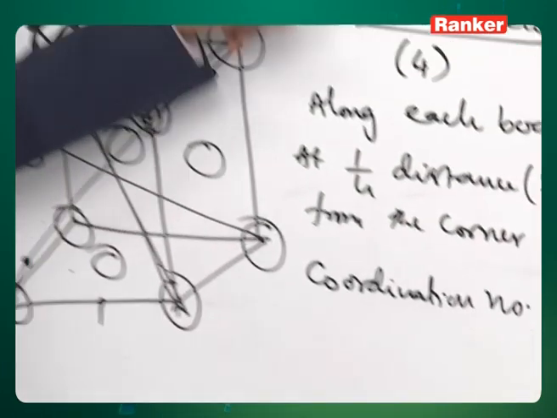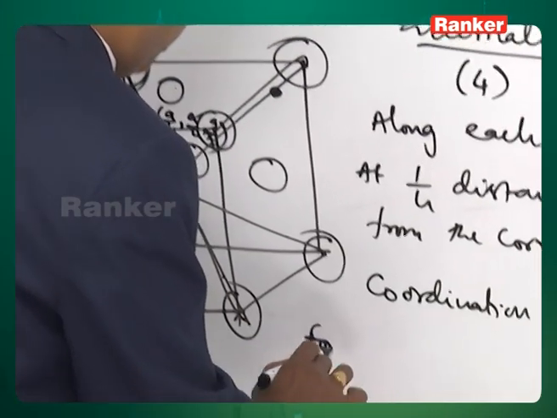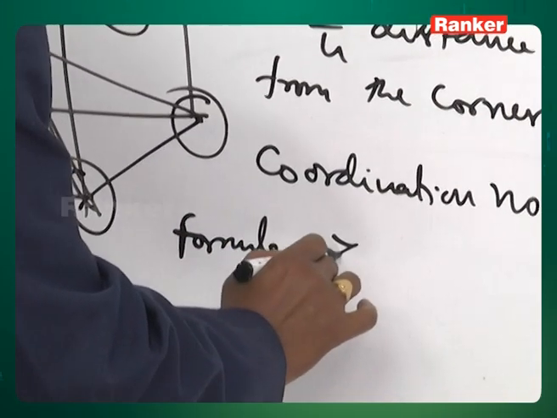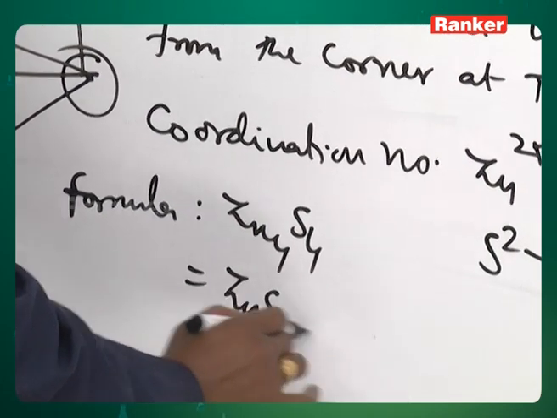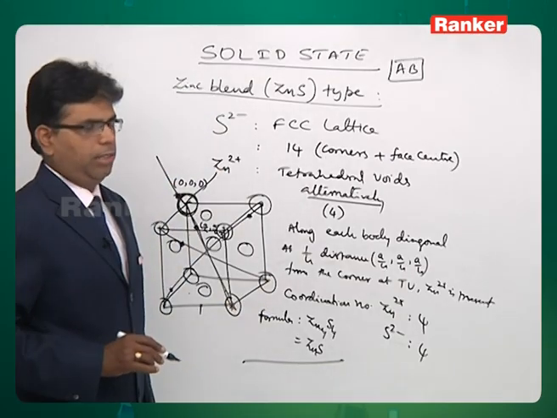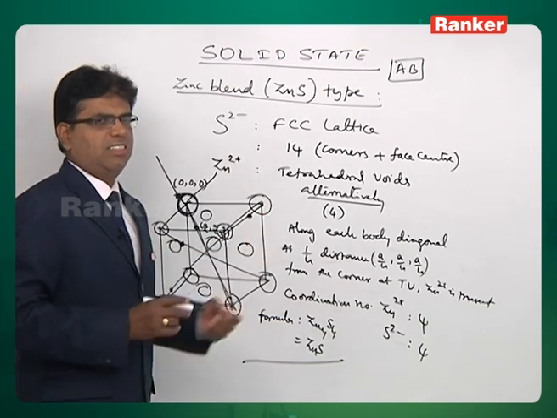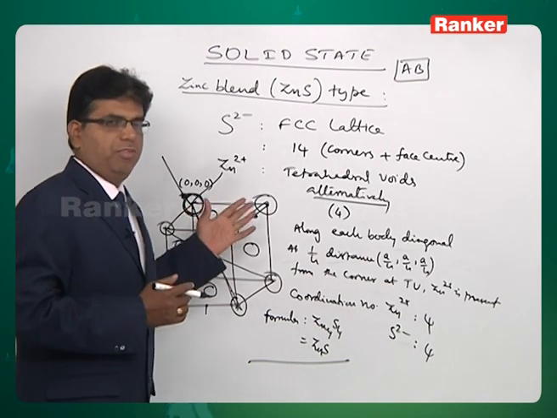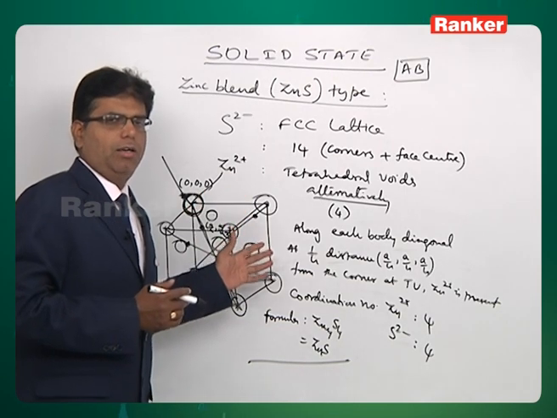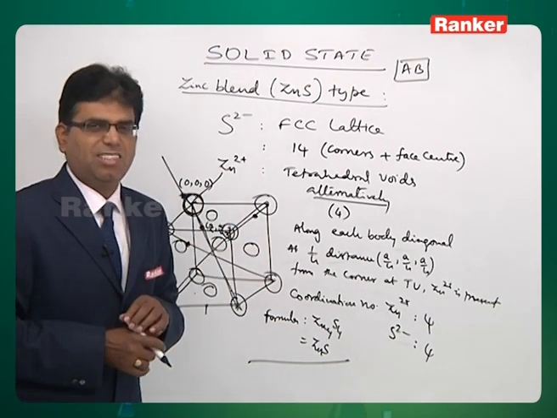Coming to the effective number of atoms, this is already 4 and this is 4. So, the formula is Zn4S4, which is equal to ZnS, right. So, this is how a zinc sulfide structure will be formed. We can have more clarity on this once we look at the slides.